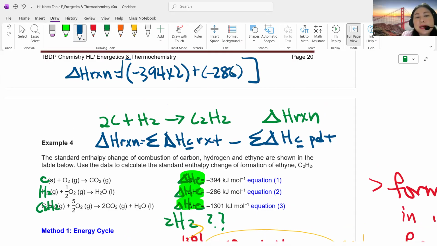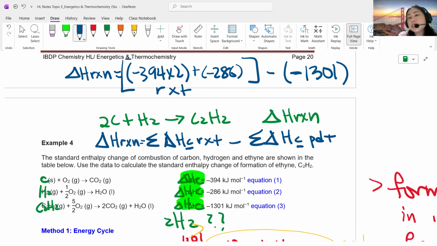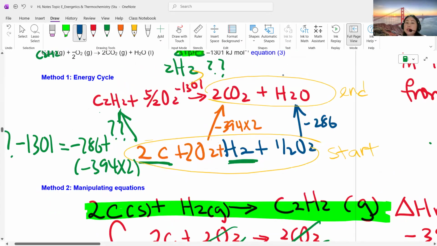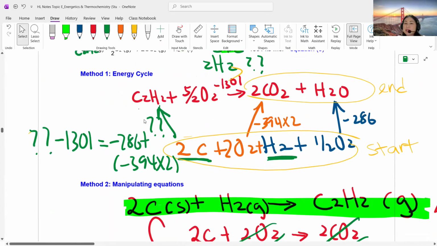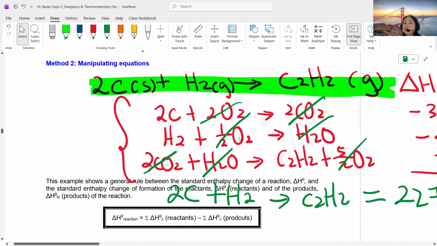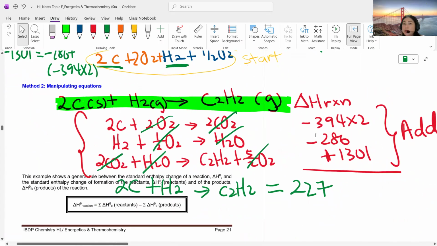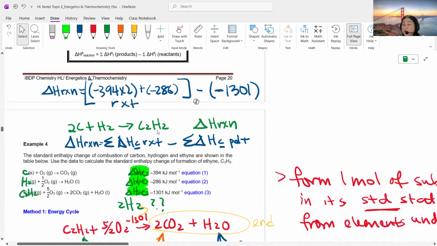All these are my reactants, and I'm going to use reactants minus the product. The product is C2H2, 1 mole, which is minus 1301. So minus negative 1301, minus minus becomes plus. Press the calculator and you get the answer. So you don't need to draw complex cycles like this, and you also need no algebraic method if you want to use the formula method.